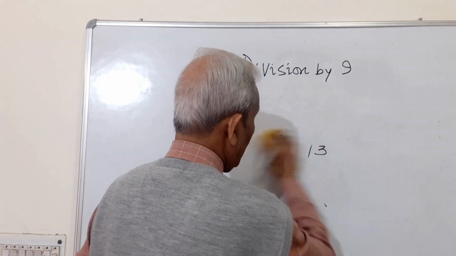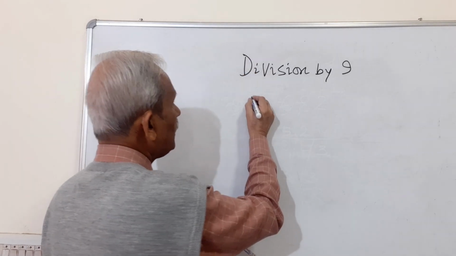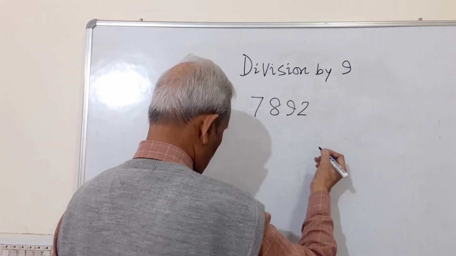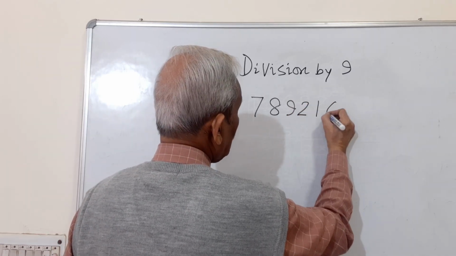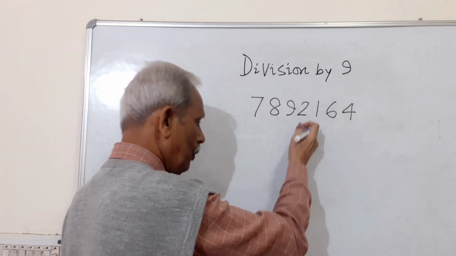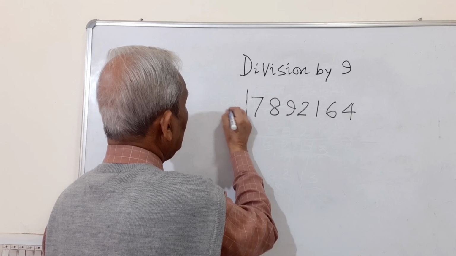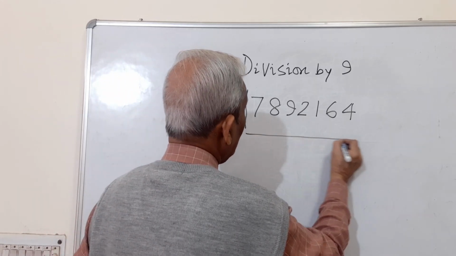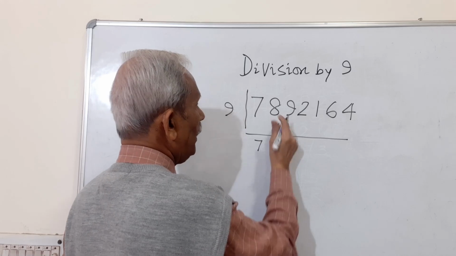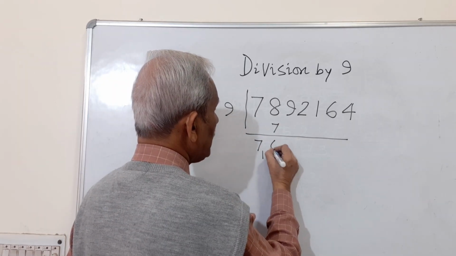We'll do now another still bigger problem. 7, 8, 9, 2, 1, 6, 4. It's a bigger number, and you have to write so many steps while dividing this thing. But you'll do it in one line. Bring down 7. 7 into 1, 7. Write down 7 here. 8 plus 7, 15. 9 goes once and remains 6.